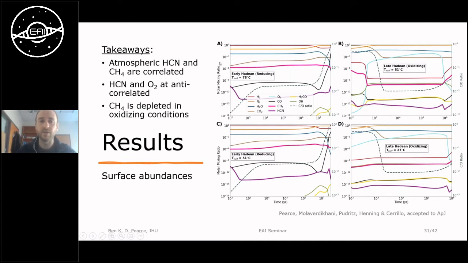So the takeaway message from here is that you need a stable source of methane, and you need your methane to stick around. And it really only sticks around in high H2 environments. If you have low H2, your methane doesn't stick around. That carbon gets oxidized, and then you don't produce as much HCN. And this is why you produce more hydrogen cyanide in reducing environments.